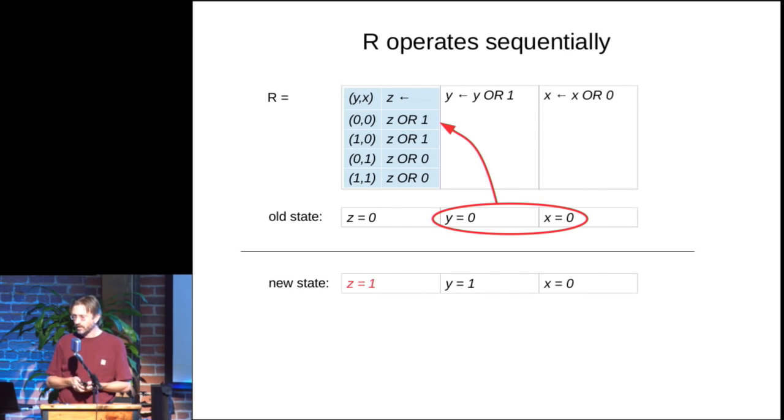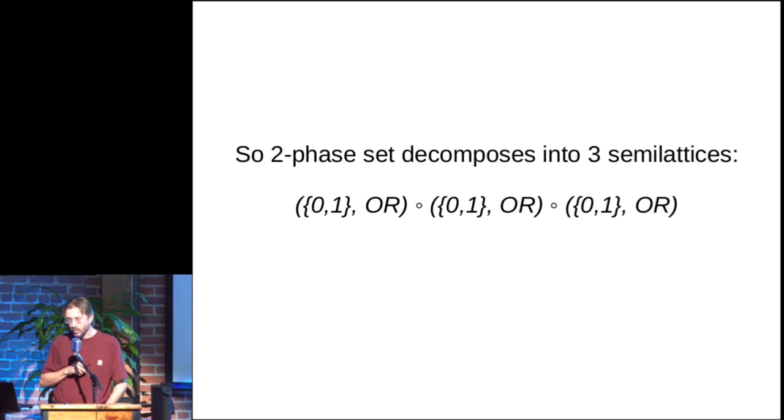Well, in order to do that, we have to do a table lookup. We have to look up the x and the y value, 0, 0, in our little table. And we find the entry there is an operation. It says z or 1. So it's the operation which flips up the bit in that column, so that we end up with a state that has a 1 in the z column, which means we're in an error state. So what that really means is that we've decomposed this two-phase set semigroup into 3 semilattices.